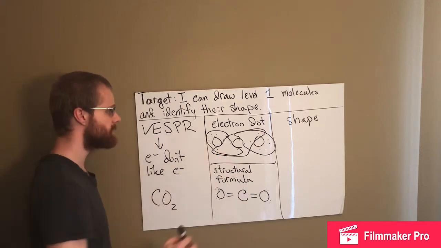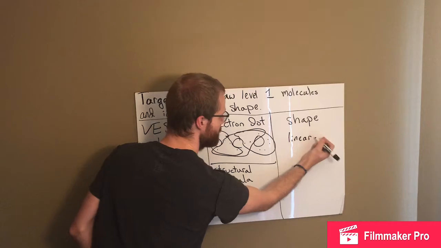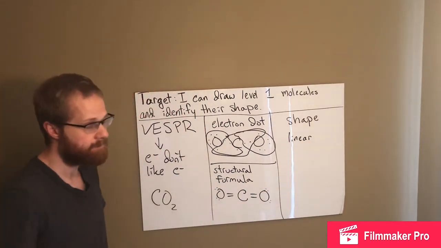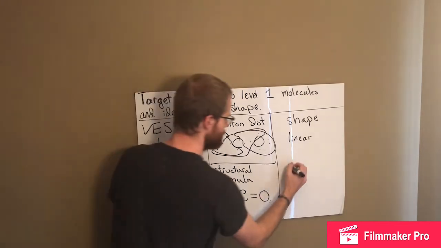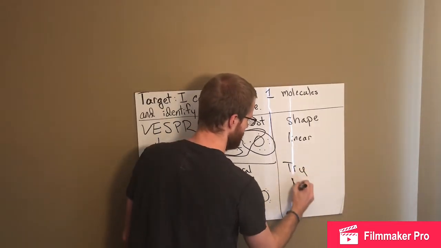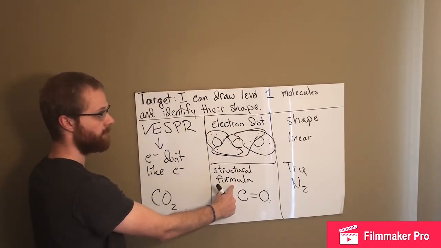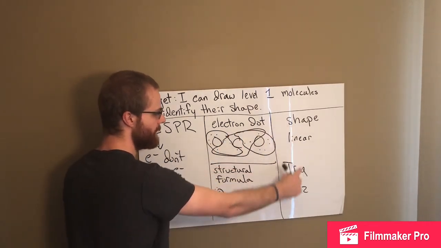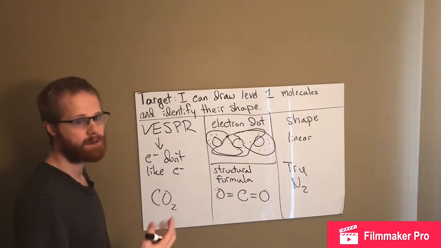What shape is this? This is what we would refer to as a linear shape. And it's called a linear shape because it's a straight line. Makes sense. Go ahead and try N2. Draw the electron dot structure, draw the structural formula, and try and identify what shape N2 is. You can pause the video. When you unpause it, I'll go over the answer.